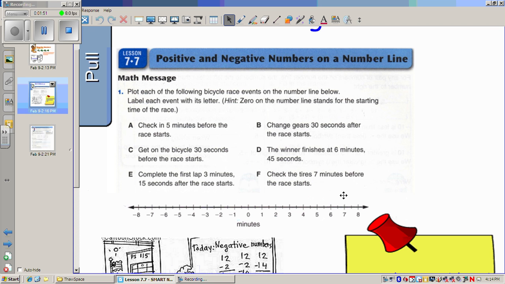So it says check in 5 minutes before the race. So if that's before the race, I want to come down here, and above negative 5, hopefully you have an A written on the line. So that's what you're going to do with that. And you're going to record D, E, and F. I have to know my alphabet. Mrs. Heath is forgetting. So you're going to bring that in tomorrow. Let's look at this real quick.